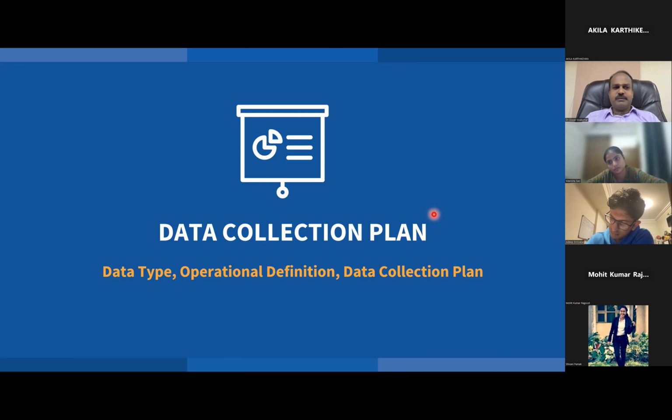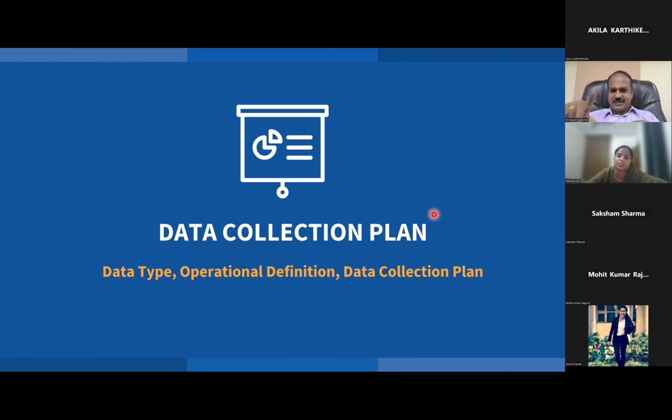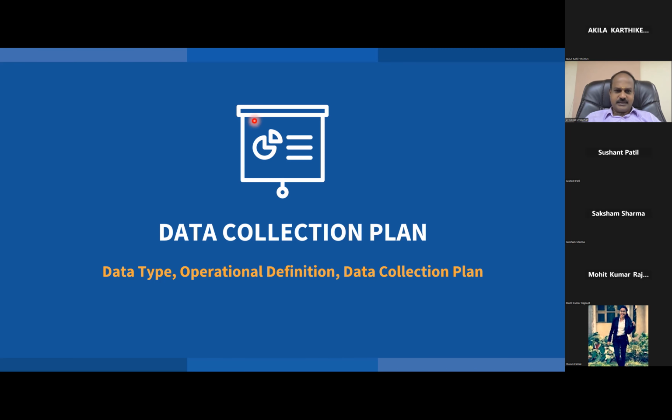So 24 into 7 is how much? Nowadays we can't even do simple math. We are so addicted to these gadgets and apps. So 24 times 7 is 168. 168 data points will be there. Am I right? Do you think this much data can definitely throw light on the problem? Yes or no? Yes. So this is called a data collection plan.